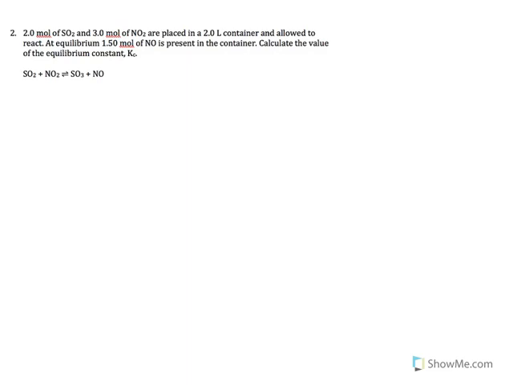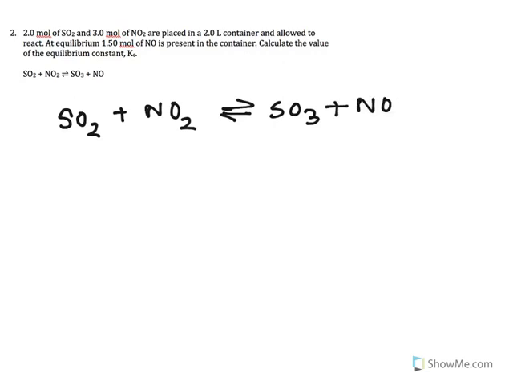our equation. So we have SO2 reacting with NO2 to give SO3 and NO, or nitrogen monoxide. Our next step would be to set up our ice table. So since we're dealing with concentration, we're going to have concentration of I, or initial conditions, change, and equilibrium.